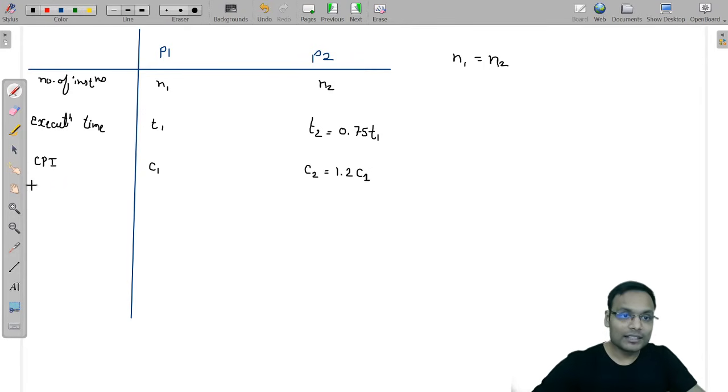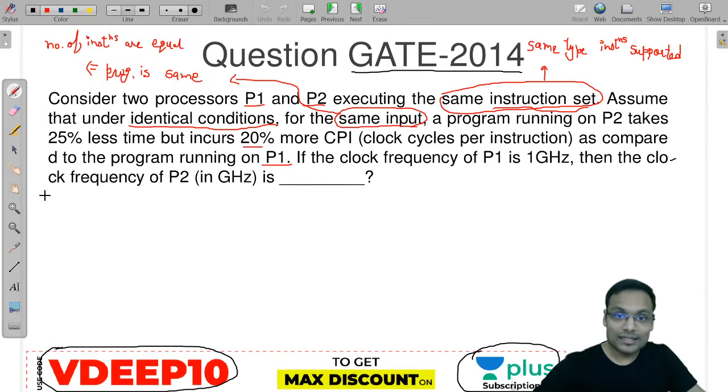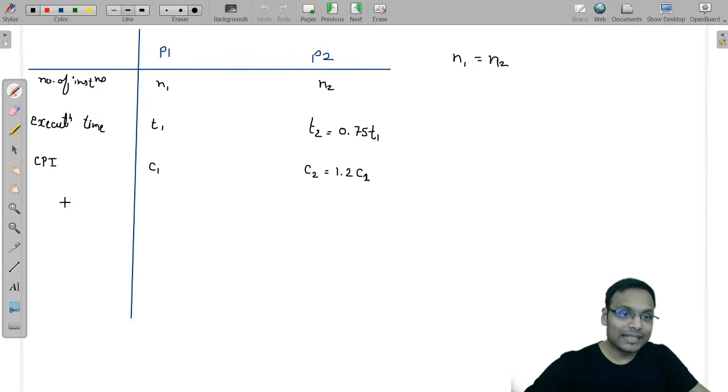So if you are fine with this, then what they asked is, if clock frequency of P1 is 1 gigahertz, so frequency is nothing but clock rate. Okay, frequency is nothing but what? Clock rate of the P1 processor is 1 gigahertz. So suppose F1 is given as 1 gigahertz. I don't know what is F2 that we asked for.